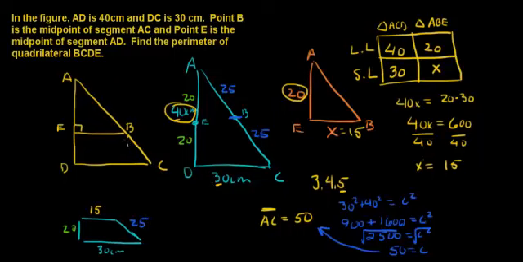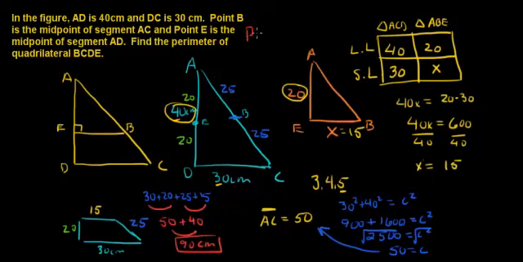So now to find the perimeter of quadrilateral BCDE, we're going to add 30 plus 20 plus 25 plus 15. 30 and 20 gives me 50. 25 and 15 gives me 40. 90 centimeters is the perimeter of the quadrilateral BCDE. So perimeter BCDE equals 90 centimeters. And that would be our final answer.